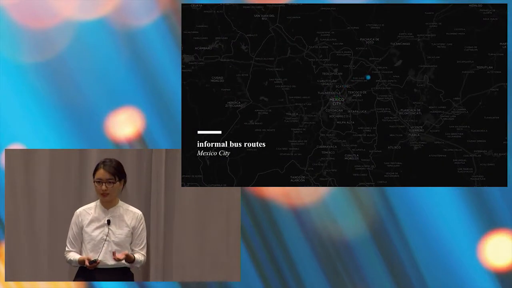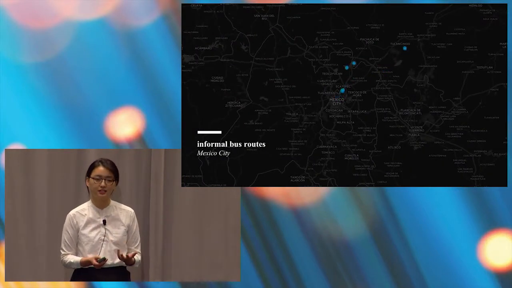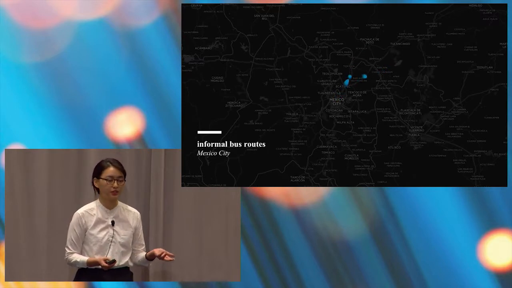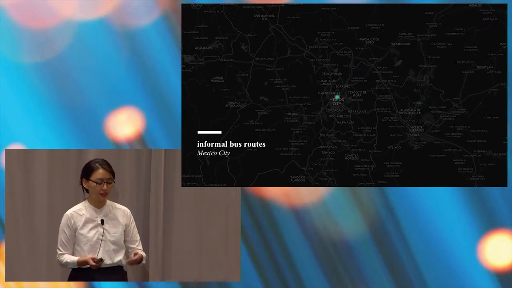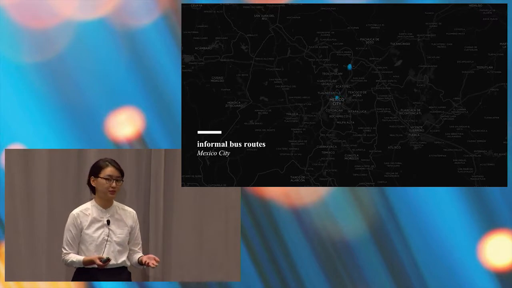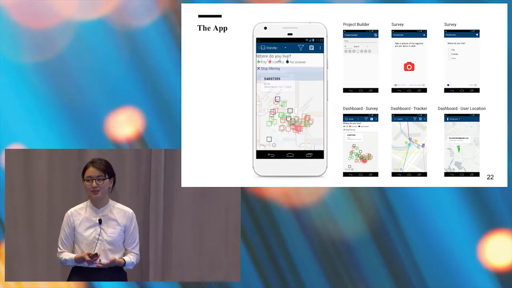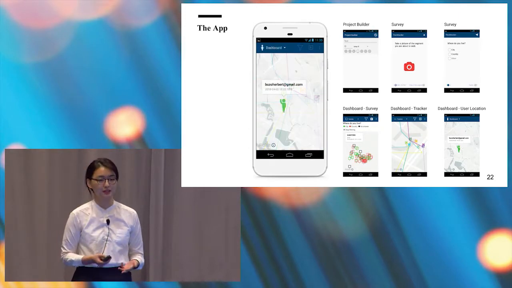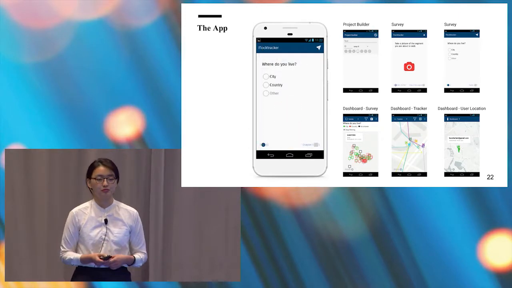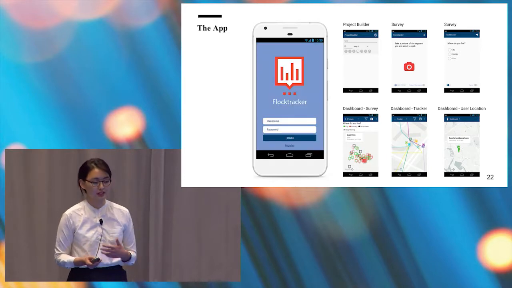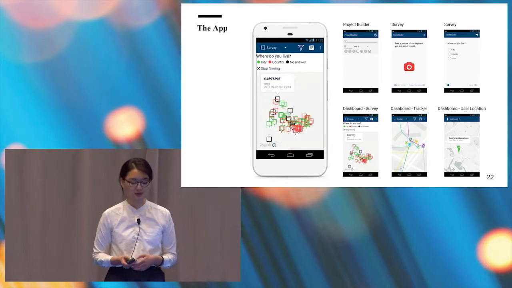Once you have exported the data in an Excel sheet, it's really easy to visualize the movement of the people who were using your device. And in this case, you're looking at a fleet of informal bus routes in Mexico City. All of this is possible thanks to the app that we built on Android. We are currently working on building the exploration tool.